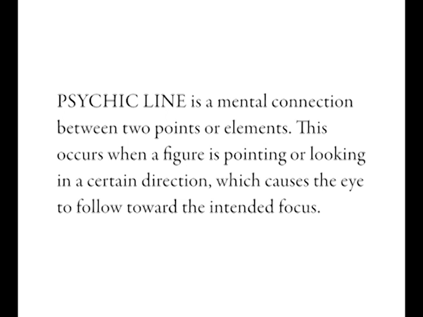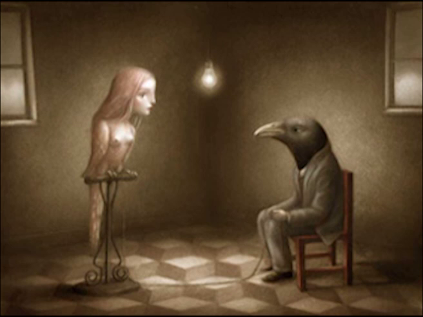A psychic line is a mental connection between 2 points or elements. This occurs when a figure is pointing or looking in a certain direction, which causes the eye to follow toward the intended focus. An example of a psychic line.